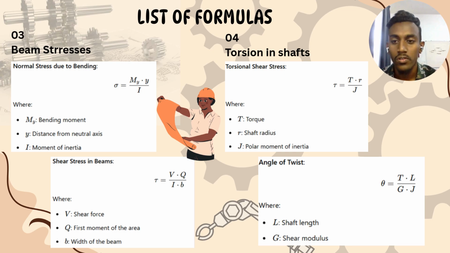So we see about the fourth formula we're using in torsion in the shaft. The torsion shear stress, where T is for torque, R for shaft radius, and J for polar moment of inertia. The following part is angle of twist, where L is for shaft length and G for shear modulus.